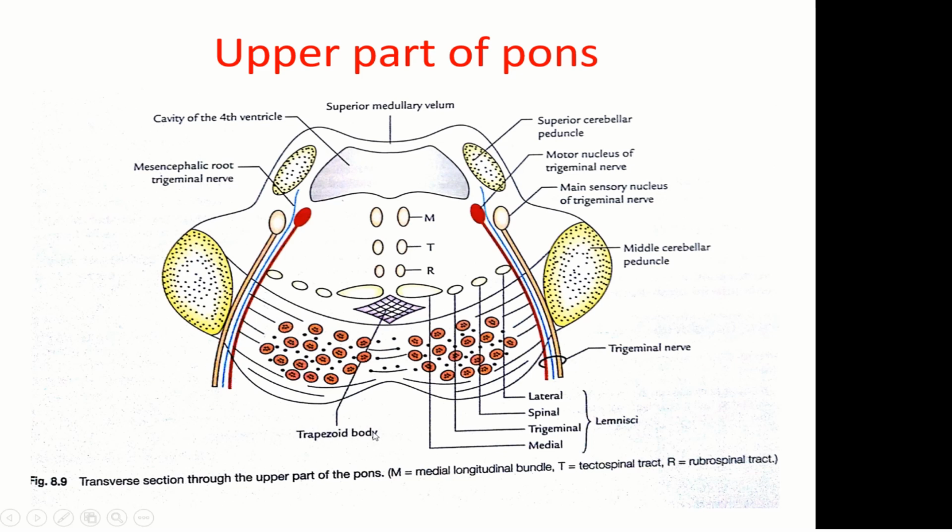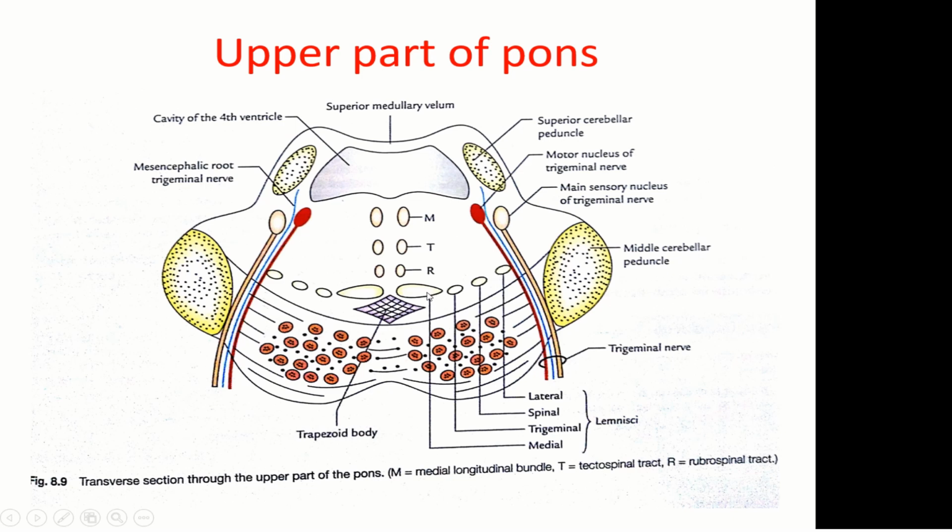Here you can see the white matter. Just to list out, this is the medial longitudinal bundle as usual. Then this is the tectospinal, this is the rubrospinal. And if you see this lemniscus system from medial to lateral side, there is the medial lemniscus, which is the part of the dorsal column pathway. This is the trigeminal lemniscus, which arises from the spinal nucleus and the principal sensory nucleus of the trigeminal nerve. And you can see the spinal lemniscus, and you can also see the lateral lemniscus.